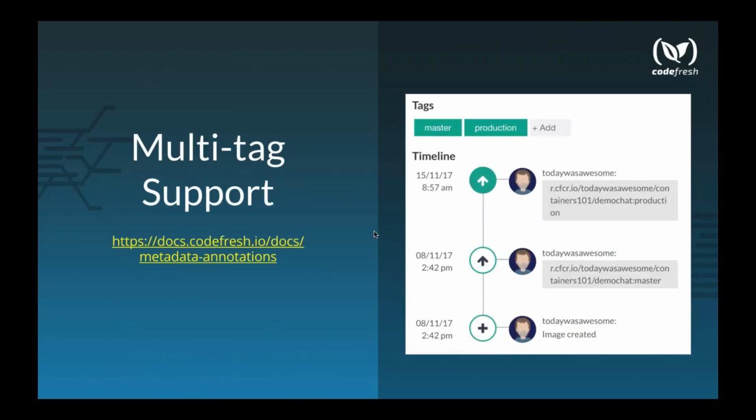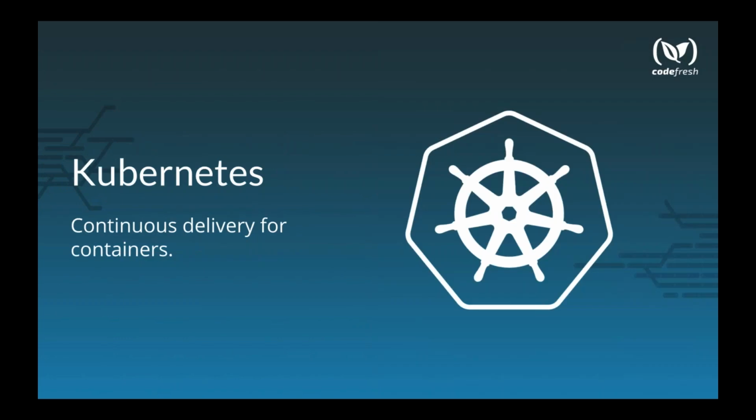So moving forward, another thing that we added is multi-tag support. So you can see, for example, that this image has a master tag and a production tag. So that's a useful feature because you can imagine the possibilities there. You could have tags for different people or different branches, and you could also see where they're at in the process, and so you could pull whatever the latest is.